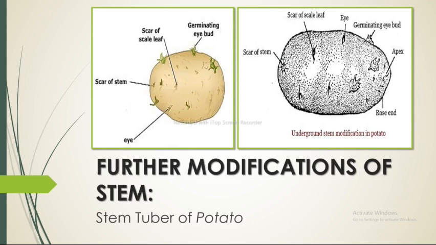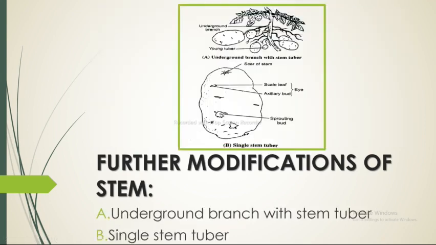Further modifications of the stem includes the stem tuber of potato. So this is a germinating eye bud. This is scar of the scale leaf. This is scar of the stem, and this is eye. In the second figure, you can see this is scar of stem, scar of the scale leaf, eye, germinating eye bud, apex, and rose end. So this is underground modification of the stem in potato.